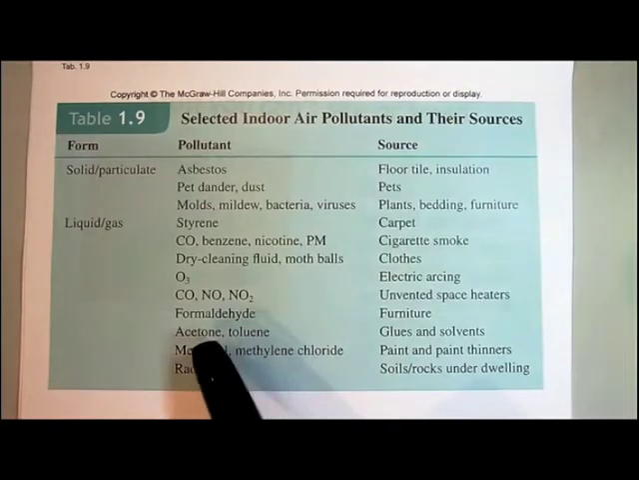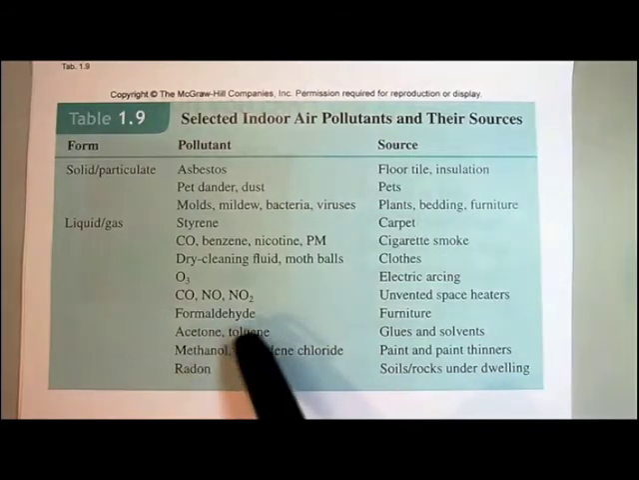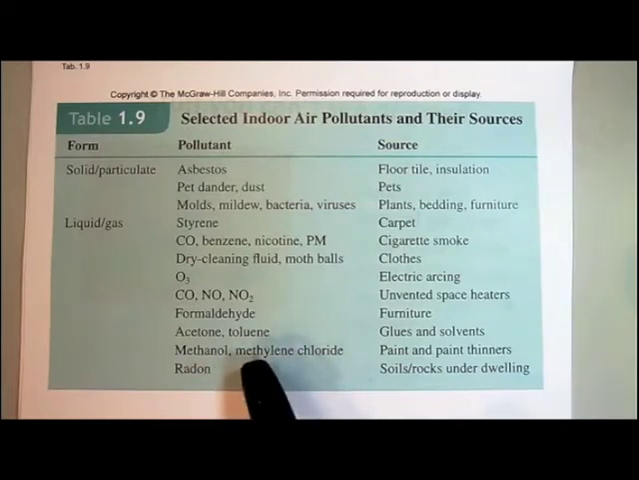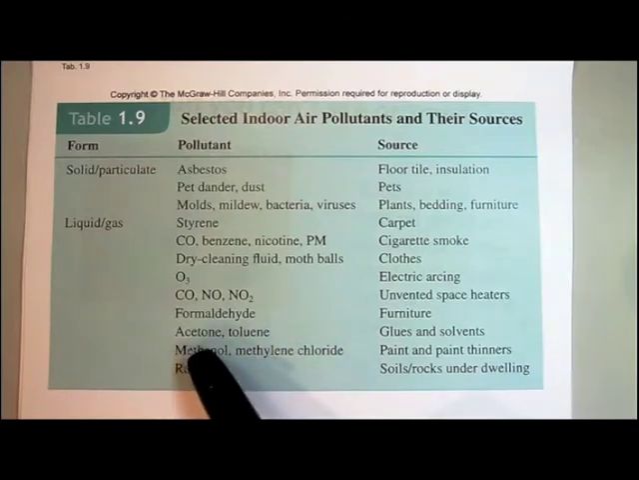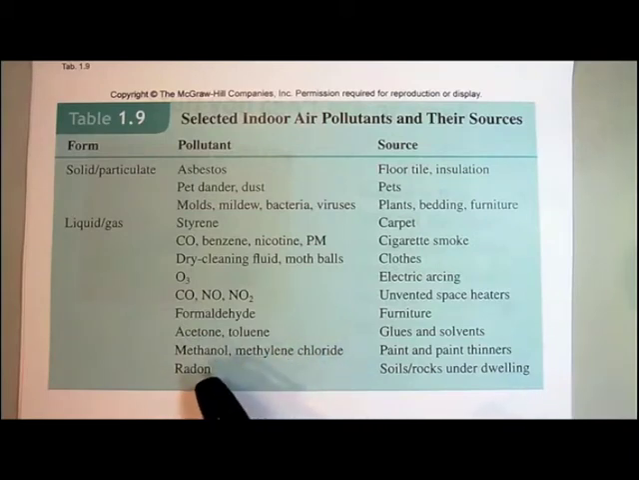Acetone and toluene are solvents that are used in glues, and solvents, for example, like fingernail polish remover or paint thinner. Those are also volatile organic compounds that have been shown to be carcinogenic. And then some of these others, methanol and methylene chloride, are found in paint and paint thinners. Methanol itself is a poison. Methylene chloride is a carcinogen. And of course, radon we've talked about before.